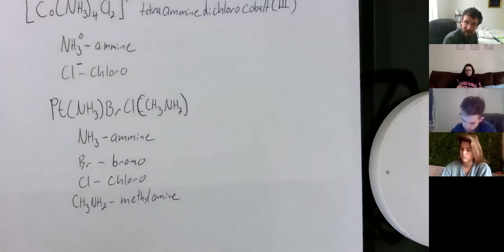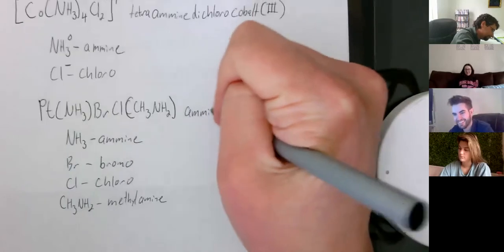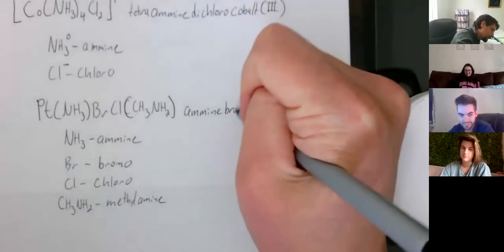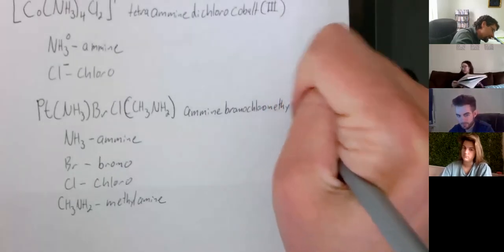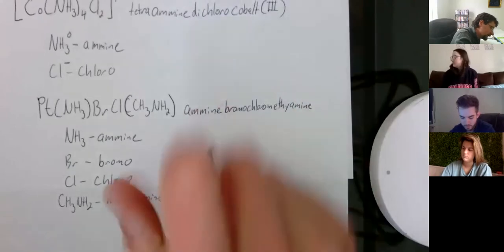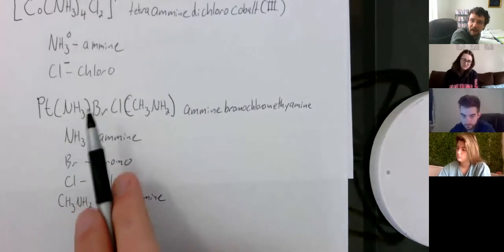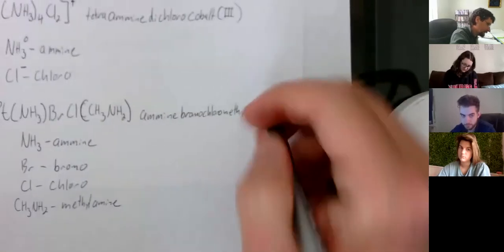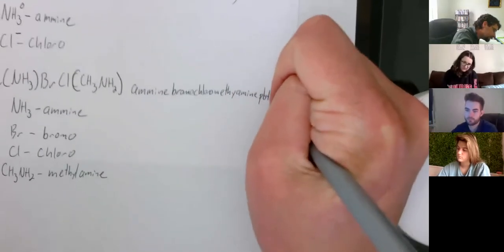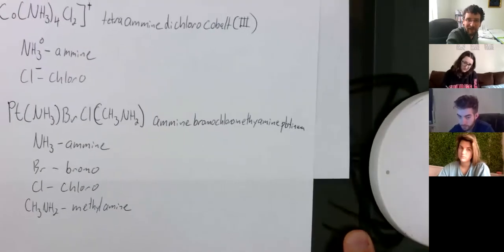Okay. Slap it together. Tell me what the name of this thing is going to be. Amine, bromo, chloro, methylamine. That one has 2 M's because it's ammonia by itself. And then we need the metal name. So what's the metal? Platinum. And then we need its oxidation state. Is it 2? Yep, it's 2.